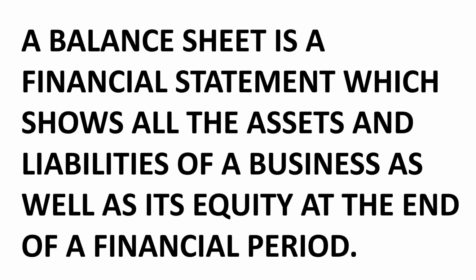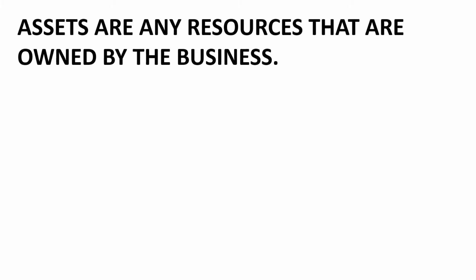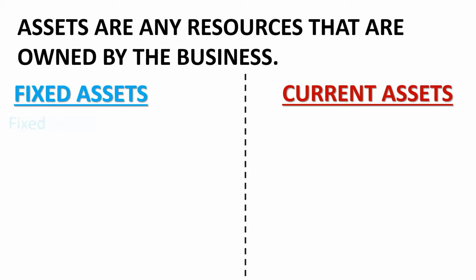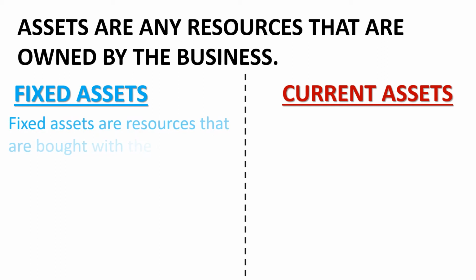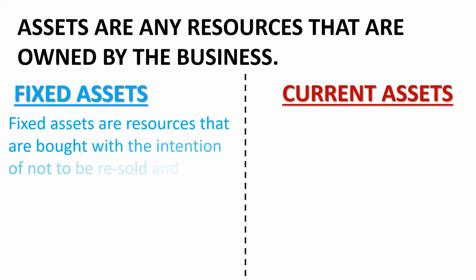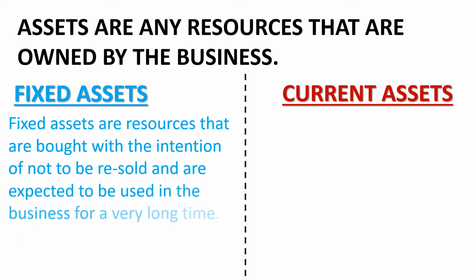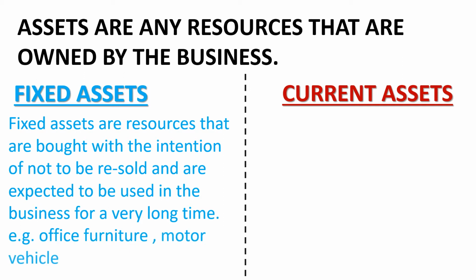A balance sheet is a financial statement which shows all the assets and liabilities of a business, as well as its equity at the end of a financial period. Assets are any resources that are owned by the business. Fixed assets are the resources that are bought with the intention of not being resold and are expected to be used in the business for a very long time. Examples of such assets are office furniture and motor vehicles.